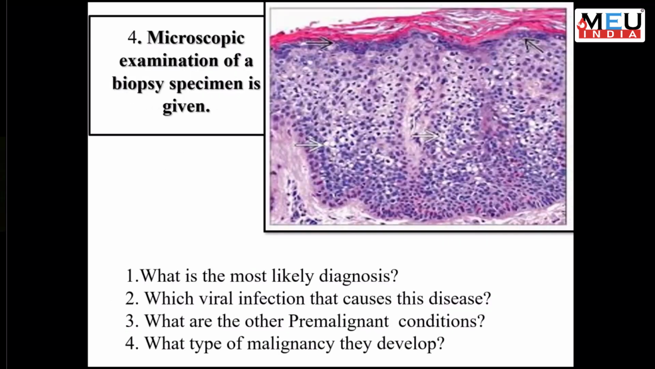So, fourth one: microscopic examination of the biopsy specimen is given here. The picture shows arrows also. What is the most likely diagnosis? Which viral infection causes the disease? What are the other pre-malignant conditions? And what type of malignancy do they develop?